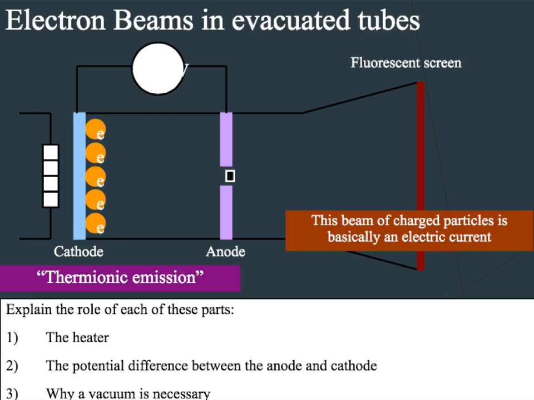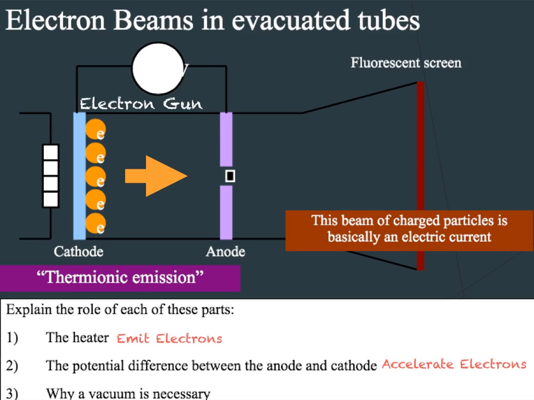So the role of the heater is to emit the electrons. This process is called thermionic emission, and the wire filament is called an electron gun. When there is a large potential difference between the two electrodes, these electrons are accelerated from the cathode to the anode. So, the potential difference between the anode and the cathode is used in order to accelerate these electrons.